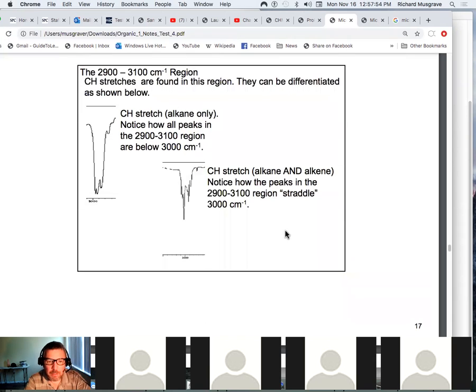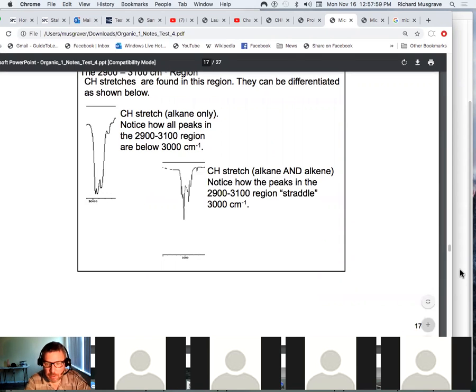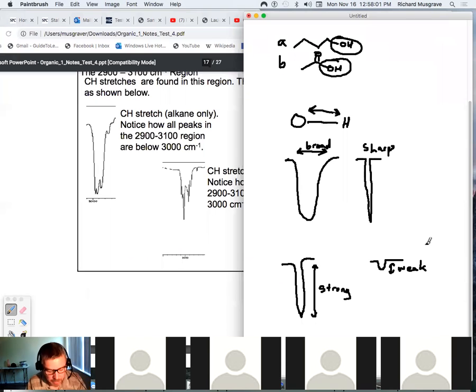Now in the 2900 to 3100 region, this is where you're going to find the CH stretch. Now I talk about alkane and alkene there.